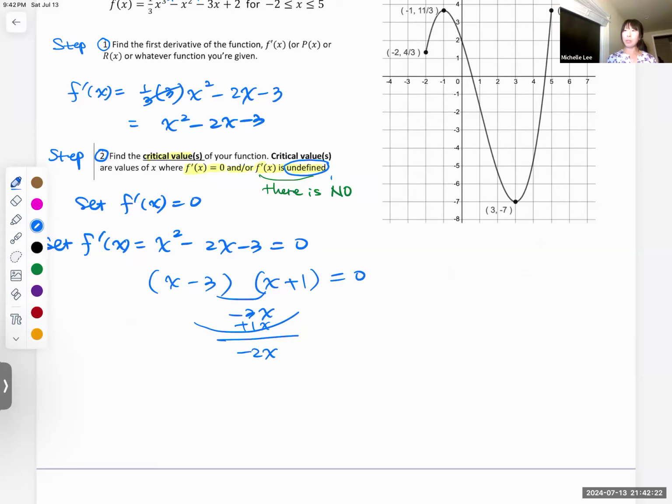Then by zero product property, we have x minus 3 equal to 0 and x plus 1 equal to 0. So x equals 3, x equals negative 1. Just write down, those are the critical values.